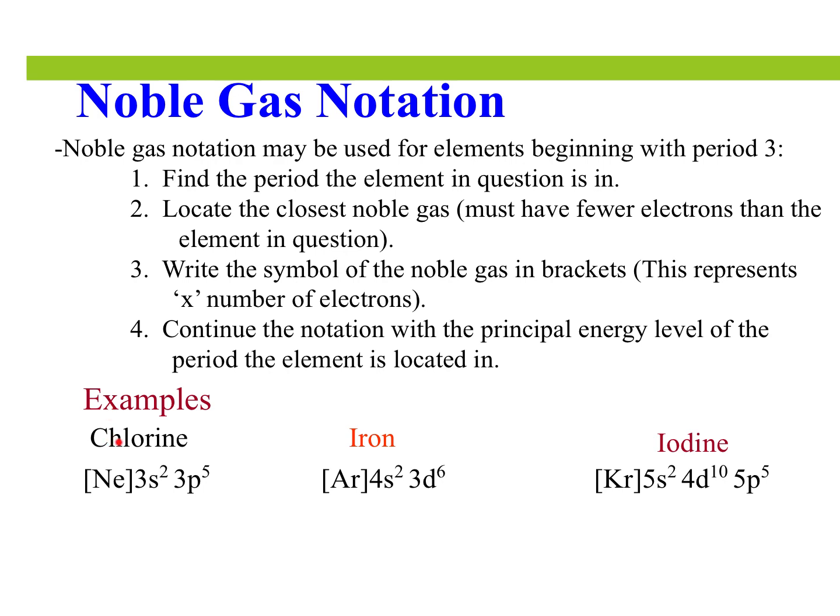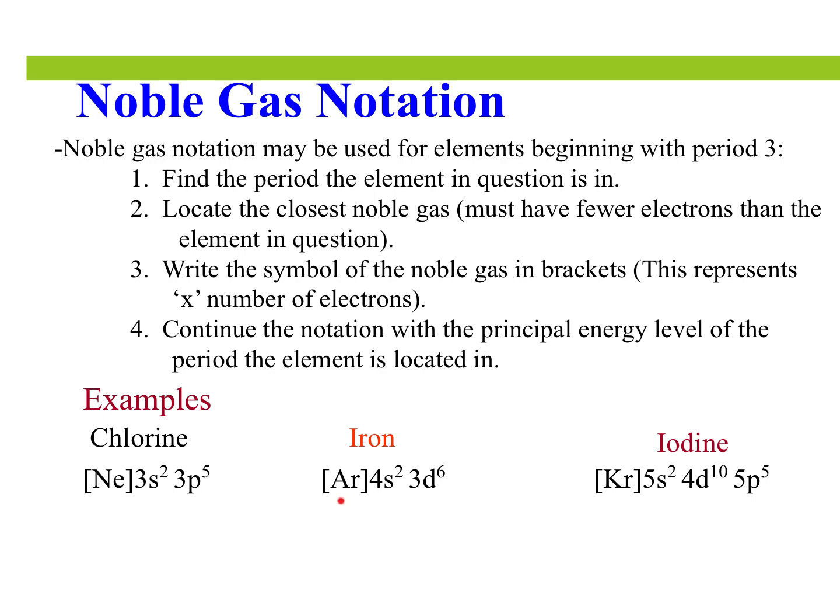For example, we'll start with chlorine. If you look at the periodic table, the closest noble gas that comes before chlorine is neon. So you put neon in brackets, and that replaces neon's electron configuration, 1s2, 2s2, 2p6. Then you just pick up after neon: 3s2, and to get to chlorine, it's 3p5.